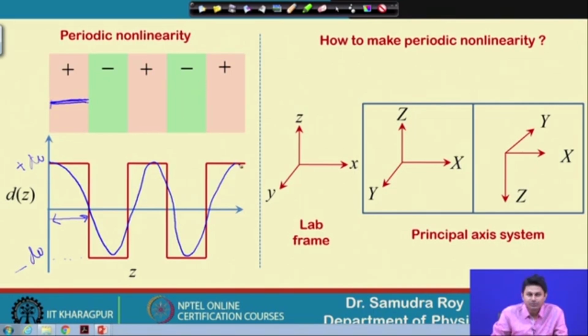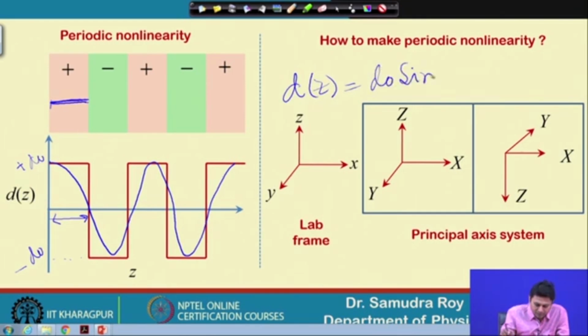So, we need to take care of this issue, because when we developed the theory in the previous class, we considered d as a function of z as d0 sine of kq of z. This was our assumption that d is varying sinusoidally, but in real case we find that it is not varying sinusoidally, it is varying in a step like function from positive to negative.